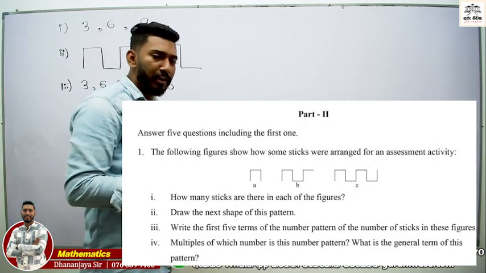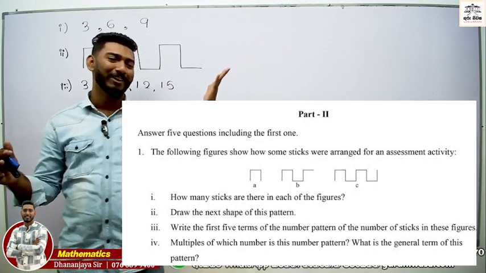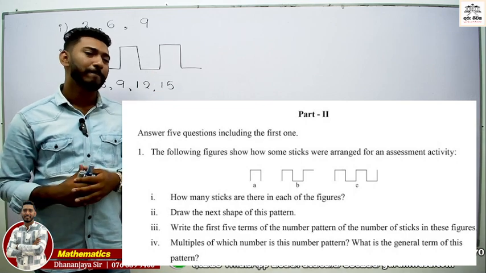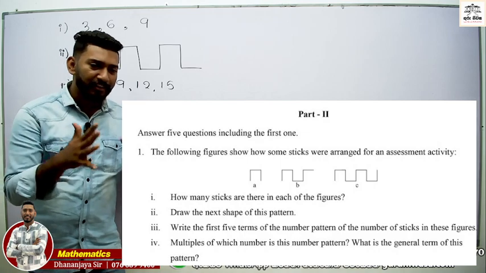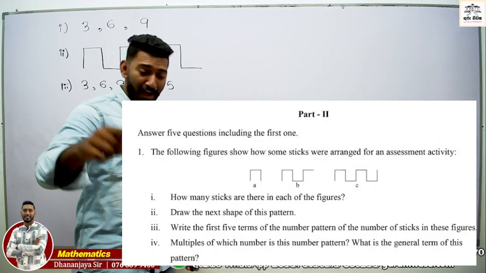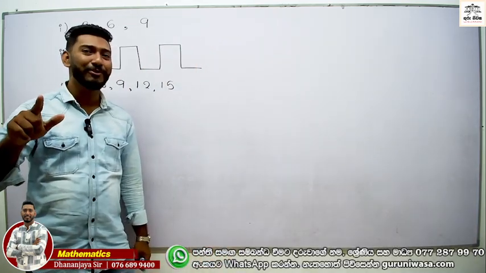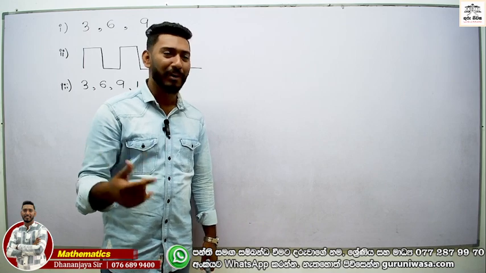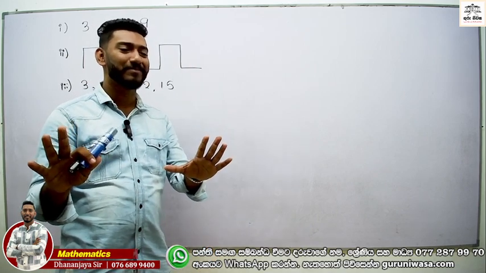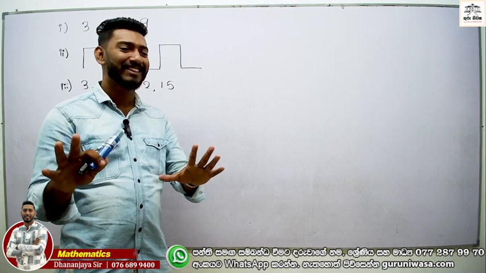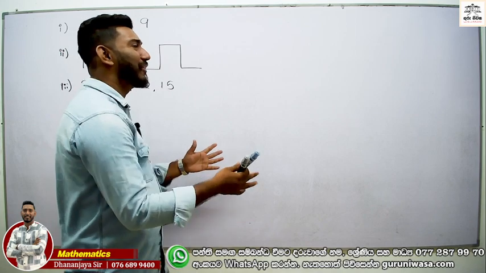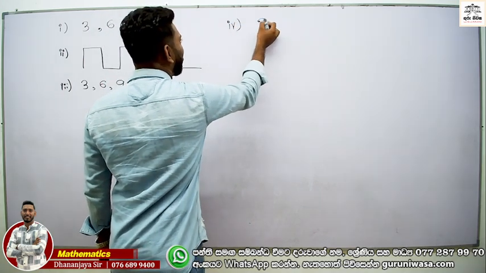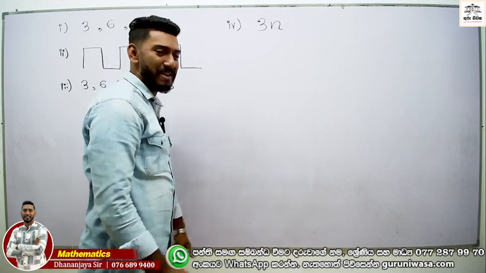Now multiples of which number is this number pattern? What is the answer? We call it multiples of 3. Well done, multiples of 3. And what is the general term of this number pattern? I told you there are specific number patterns in the first terms, right? 3 times what is the general term? 3, 6, 9, 12, what is the general term of this number pattern? Very easy. It should be 3n, 3n.